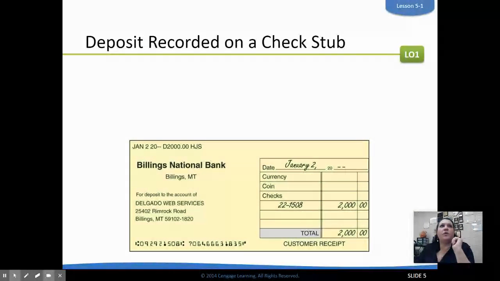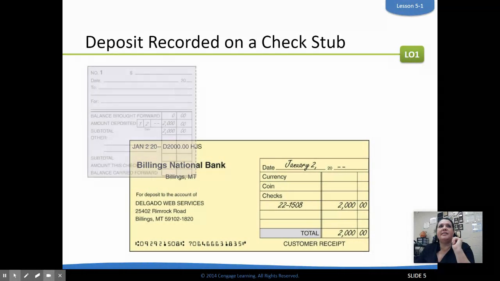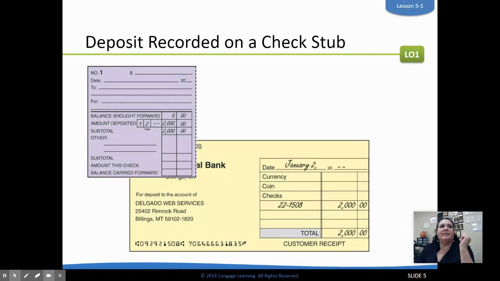In order to record a deposit on a check stub, it goes like this. On the very first check stub, we put the balance brought forward, which is 0 since this is our first check stub, and we deposited this on January the 2nd for $2,000, and then the subtotal is $2,000. We won't fill out the rest of this until we actually write our first check. However, your deposit is always recorded on your next check stub.